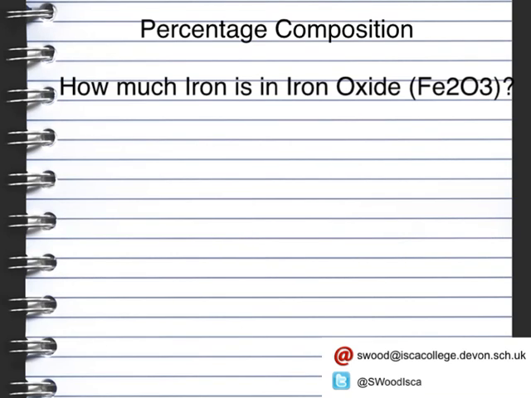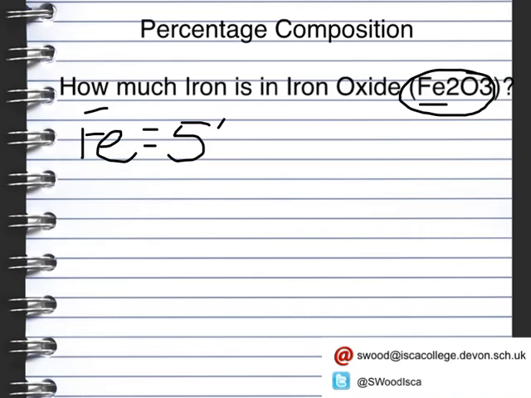Okay, so we'll have a look at a final example. Now this is where we might need to think a bit carefully, because why do we want to know the amount of iron in iron oxide? Iron oxide here, Fe2O3, is actually the ore that we get iron from, and obviously iron's quite important in the construction industry. So iron has a mass of 56 and oxygen has a mass of 16.